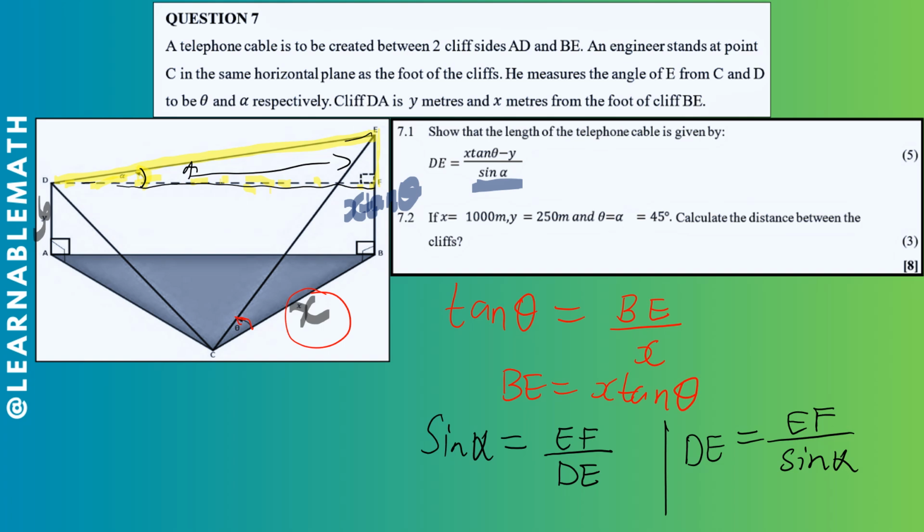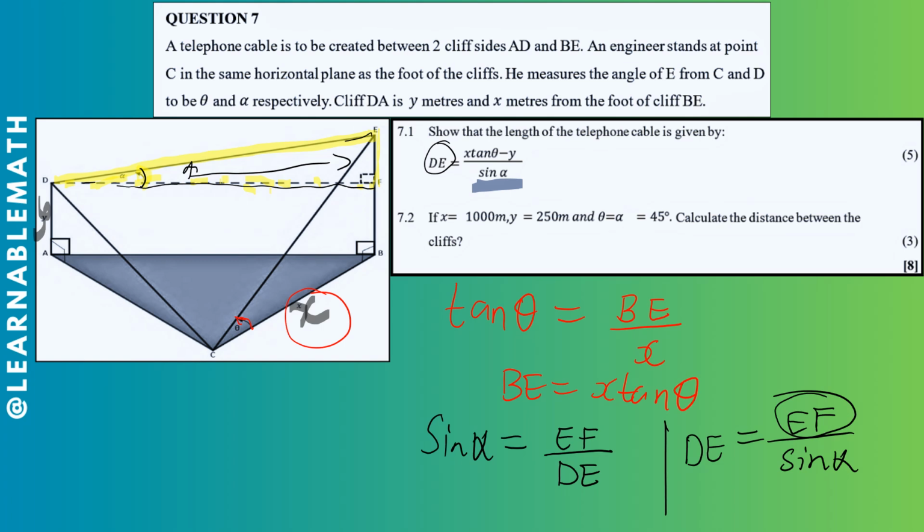So obviously in our DE, there's nothing like EF, right? There's no EF there that we want. We only see x tan theta minus y, right? Now you need to ask yourself, how can we solve for EF? What is EF in terms of, obviously it has to be in terms of y and your x tan alpha. Can you see? Very, very important that you make this observation, guys.